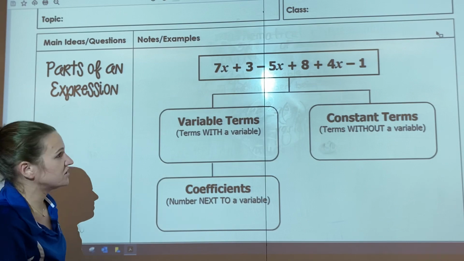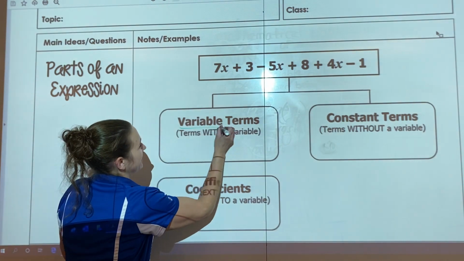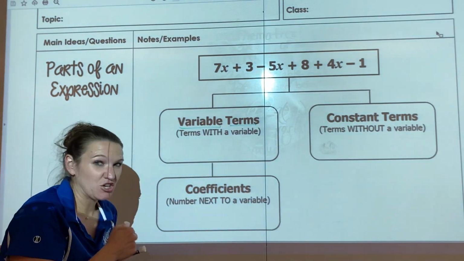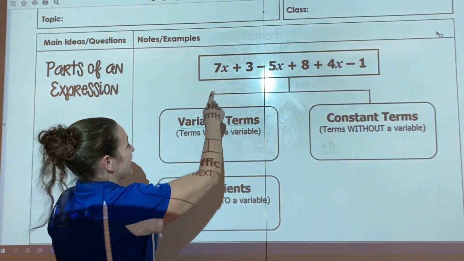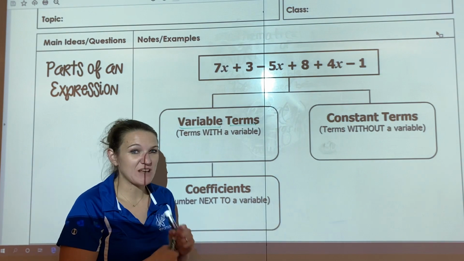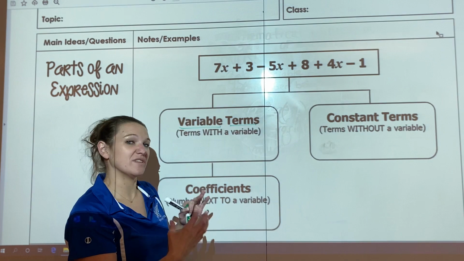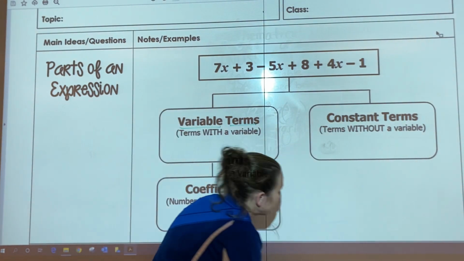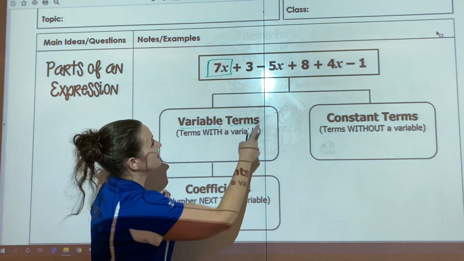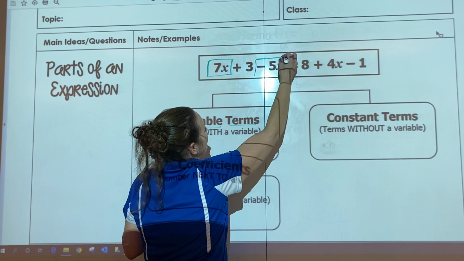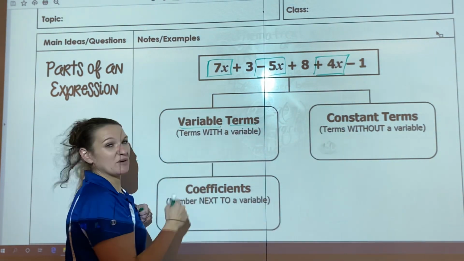So, let's look at what we got here. Variable terms. I'm gonna highlight this guy or underline him in green. We're looking for any terms that have a variable. And in this case, our variable is gonna be x. So remember that terms are separated by pluses and minuses, but the sign in front of your term goes with that term. So, 7x, there's one of my variable terms. This negative goes with the 5x, so I have a negative 5x, and then a positive 4x. Those are my variable terms. I'm gonna write them in right there.